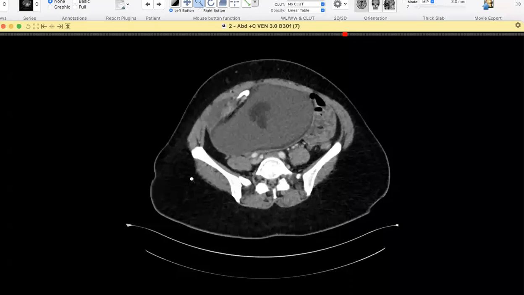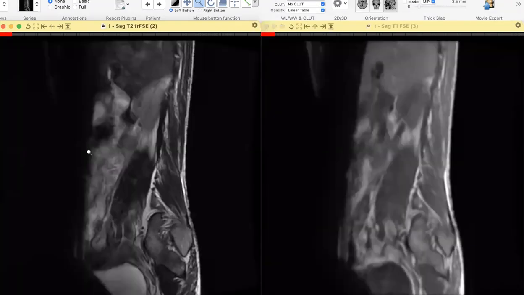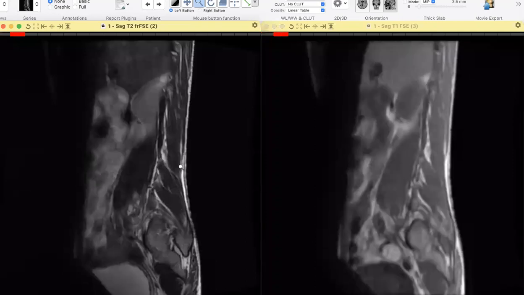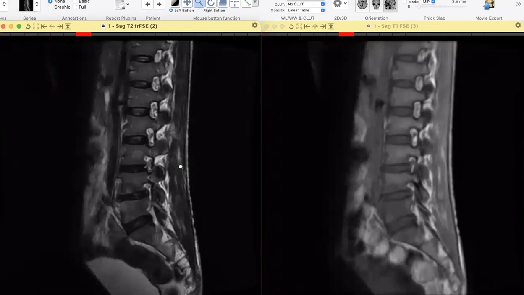Anything else you're concerned about? Yes, sir. This mass predisposes to ovarian torsion. Okay, this is your next case. Again, a youngish 40-year-old male patient who presented with lower back pain.